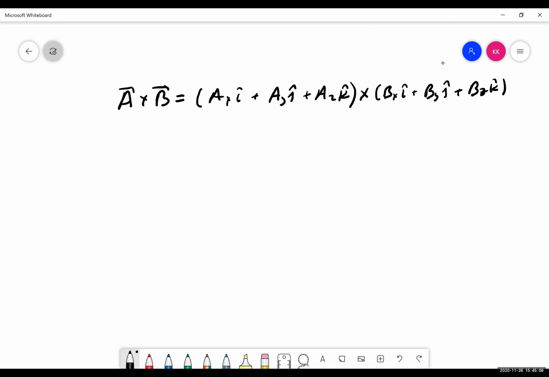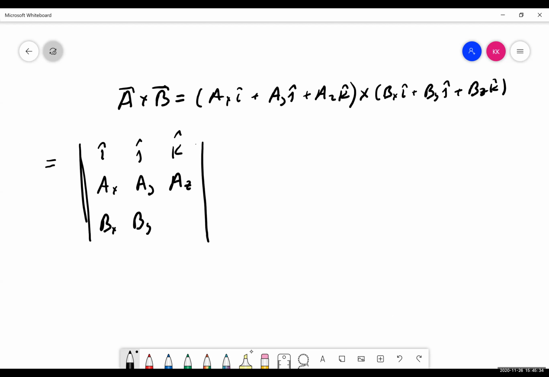The easiest way to find this is to use a 3x3 matrix. So I'll make a matrix like this: I hat, J hat, K hat in the first row, then AX, AY, AZ, then BX, BY, BZ. We'll start with this, and then break it down into three 2x2 determinants, because we're going to do one determinant for the I hat.